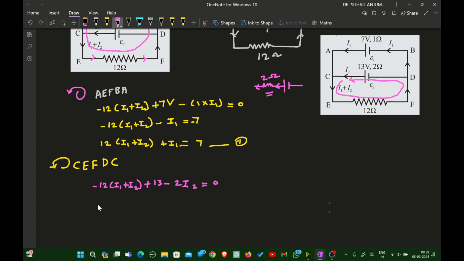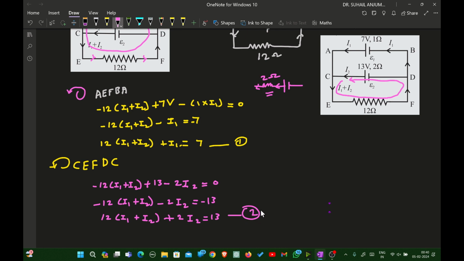Now we have to simplify this. So it will be minus 12 into I1 plus I2 minus 2 times I2 is equal to, I will take 13 to the other side, so minus 13. Now we will cancel this minus sign throughout. So what we get here is 12 multiplied by I1 plus I2 plus 2 times I2 is equal to 13. So this is our equation number 2.